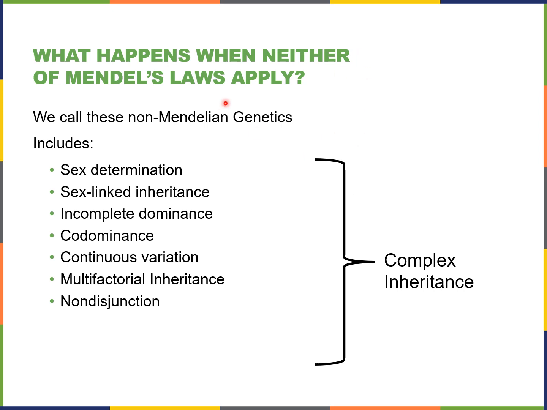Okay, so when none of Mendel's laws apply, like independent assortment, what we call that is complex inheritance. So Mendel is simple inheritance. Now we're getting into complex inheritance, which for the most part is sex-linked usually, or sex determination, whether we're male or female, sex-linked inheritance, and some of these other things that we'll briefly touch on: incomplete dominance, codominance, continuous variation, multifactorial inheritance, and non-disjunction.